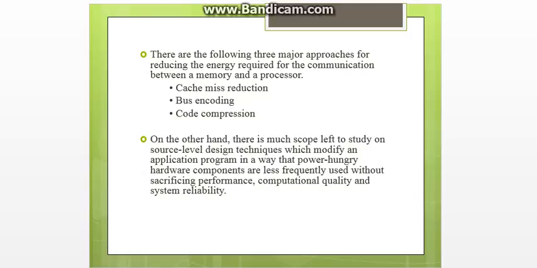Next is the code compression. An alternative approach to bus encoding is code compression. The basic strategy is to use narrow instruction codes for reducing the switching activity when the instructions are transmitted from a memory program to a CPU.